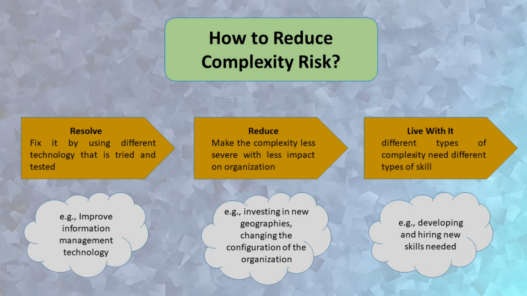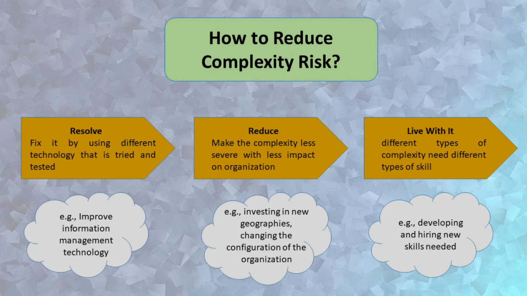Now, how to reduce complexity risk? Here are 3 ways to reduce complexity risk. First, resolve it. Just fix it, make it go away, use a different technology that is tried and tested, add more time to the schedule, throw money at the problem, whatever it takes. For example, by improving information management technology. Okay, what is information management technology? Information management technology refers to the processes, systems, hardware, and software a company uses to conduct its day-to-day operations.